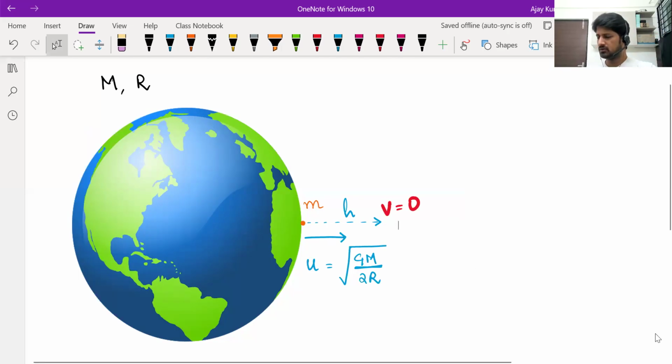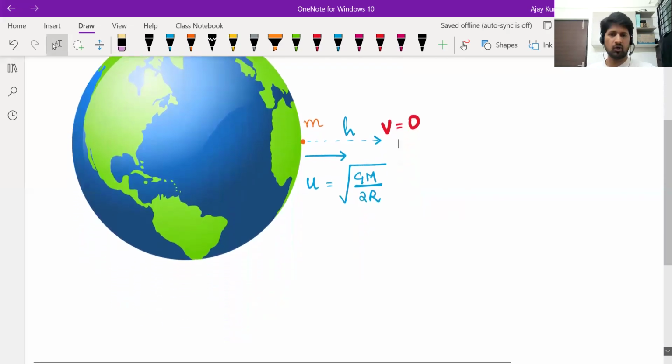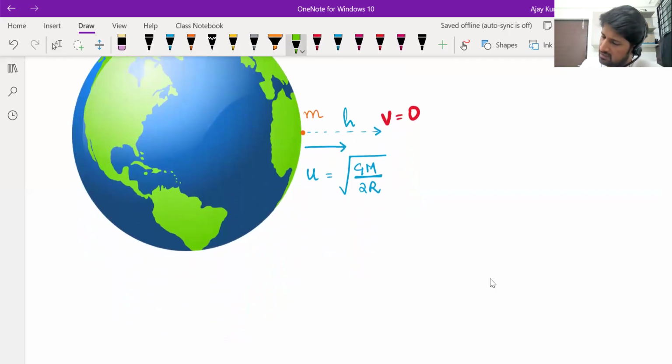So do this, all of you. The initial potential energy plus kinetic energy of the object should be equated to its final potential energy and kinetic energy. And again, I want one of you to tell me, can we calculate potential energy as mgh? Can we use this formula here?